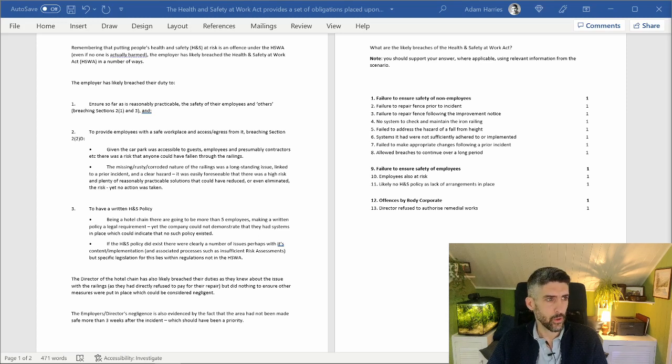Let's start reading through the answer. So up the top here it says, remembering that putting people's health and safety at risk is an offence under the Health and Safety at Work Act, even if no one is actually harmed. The employer has likely breached the Health and Safety at Work Act in a number of ways.